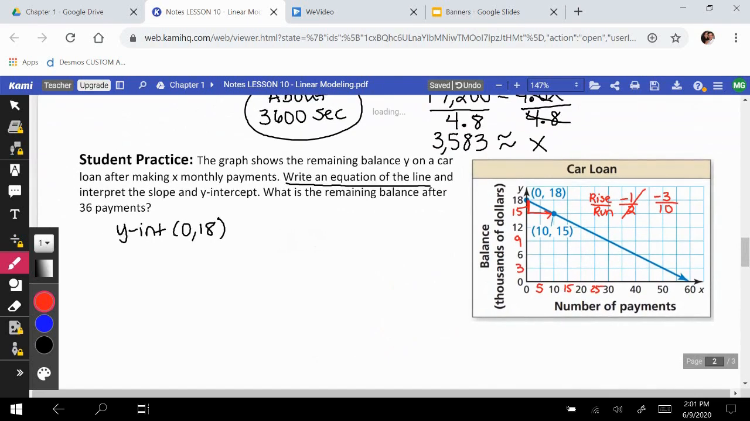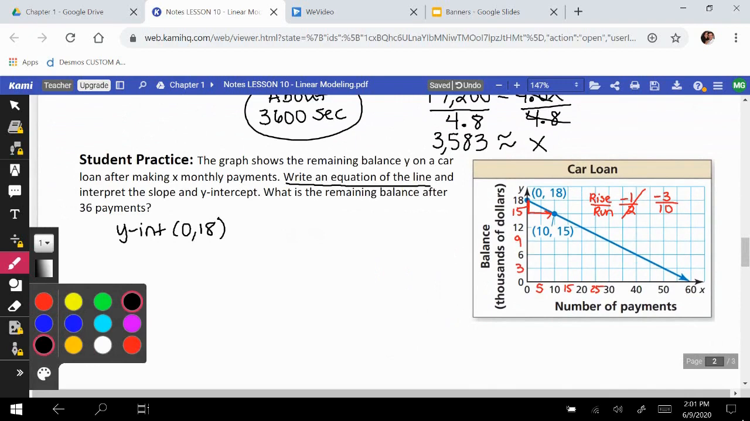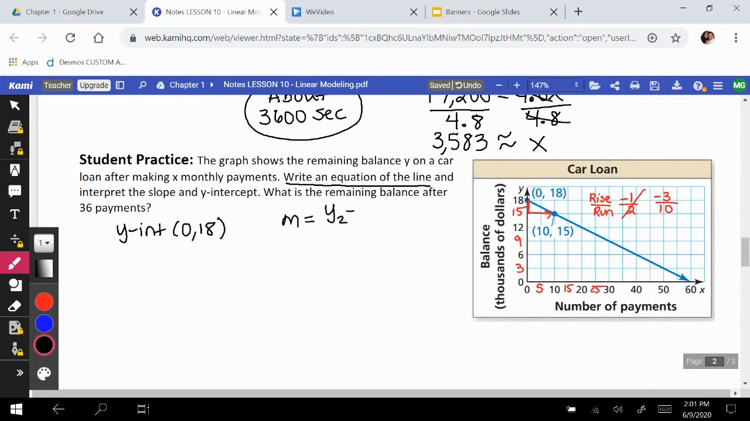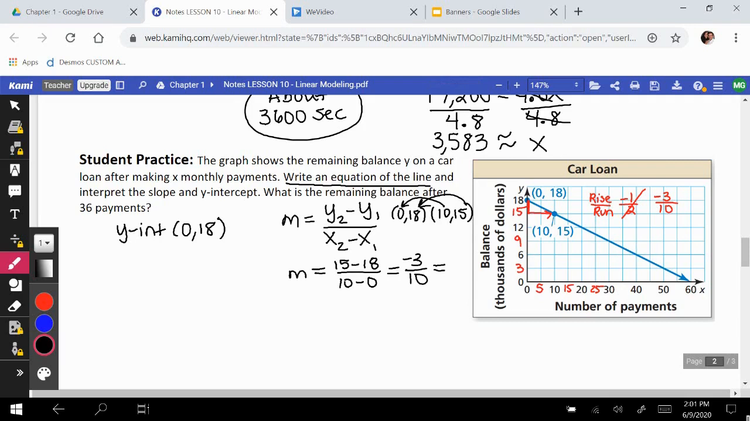Sometimes it's a safer bet just to use your slope formula. What I mean by slope formula is y2 minus y1 over x2 minus x1. In this case, I'm going to use 2 points on the line. I'm going to use (0, 18), and I'm going to use the point (10, 15). So my slope is going to be 15 minus 18 over 10 minus 0. So I get -3 over 10. If you want to write this in decimal form, that is equivalent to -0.3. So either one would work there.